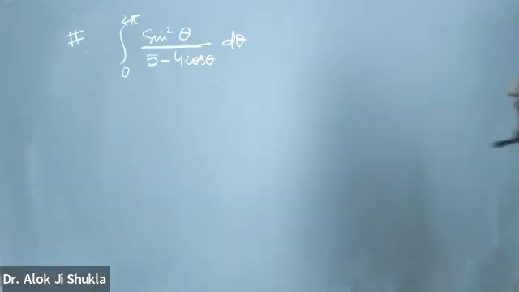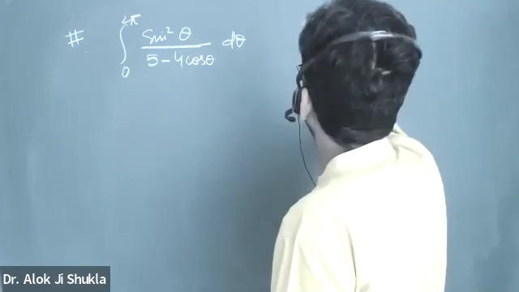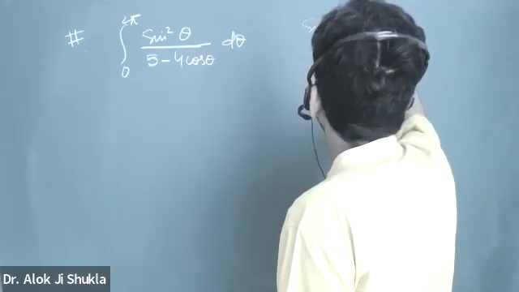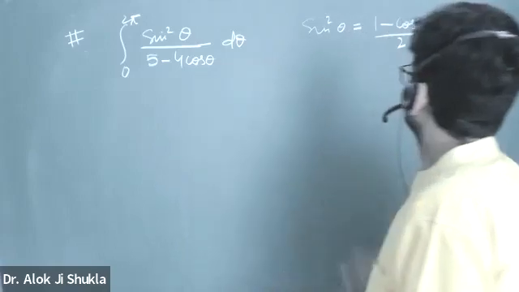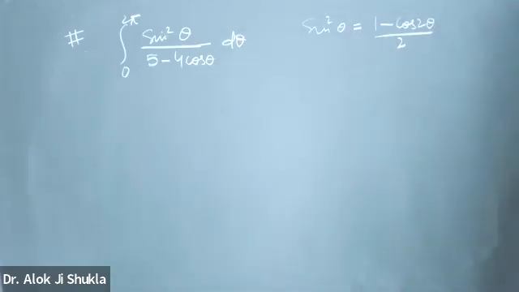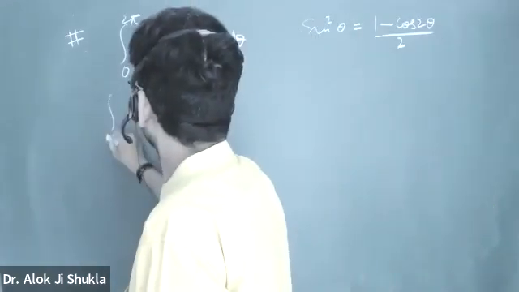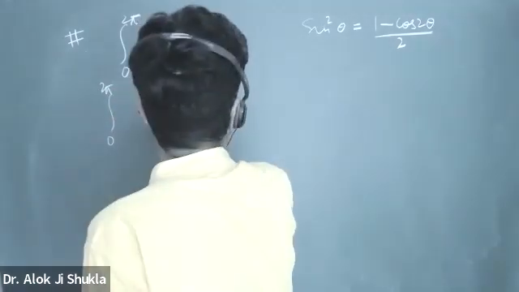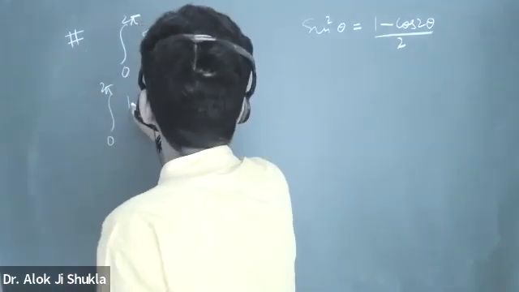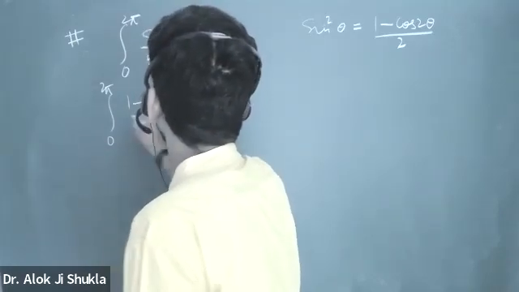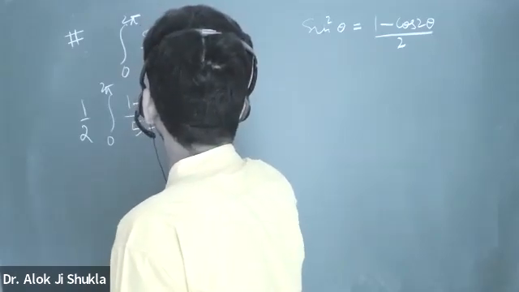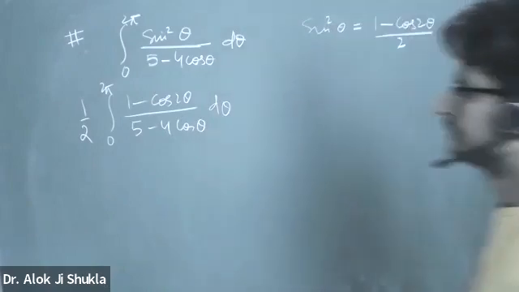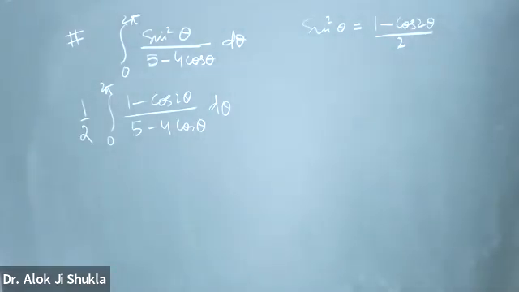So can I write sine square theta is equal to 1 minus cos 2 theta by 2? Yes, sir. So it will become the integral from 0 to 2 pi of (1 minus cos 2 theta) by 2, upon 5 minus 4 cos theta, d theta.